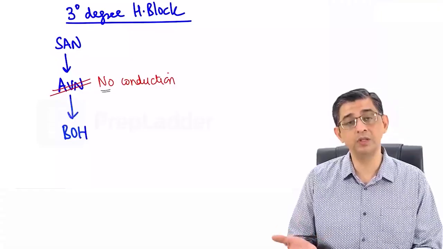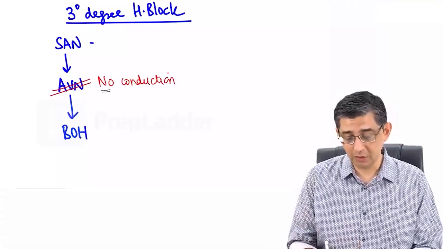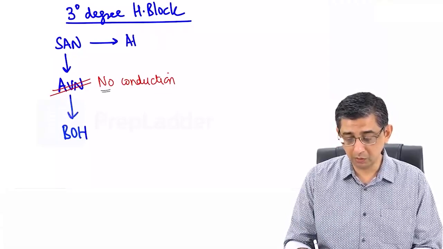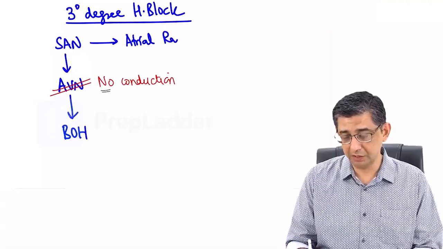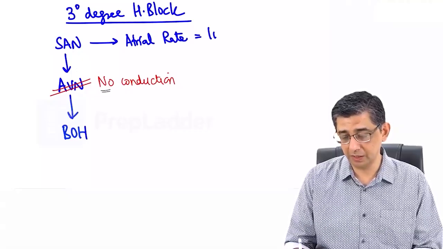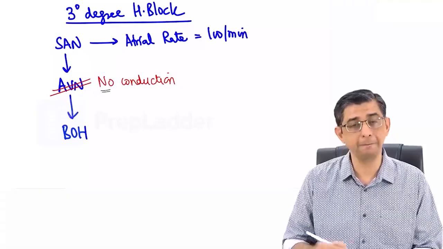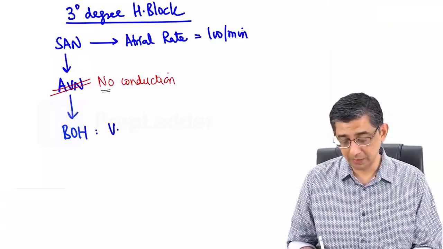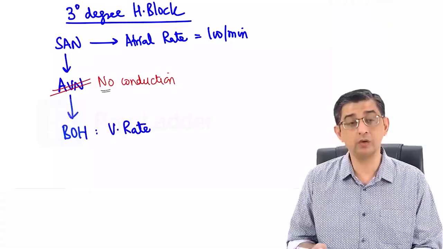And the importance of knowing this information now is that the SA node will not be able to control the ventricles. The SA node will definitely be able to control the atria per se, and the firing of the atria will occur. The atrial rate will be approximately 100 beats per minute. No issues with that. But in yours and mine, the ventricles are controlled by the SA node. But in this case, who's going to control the ventricles?